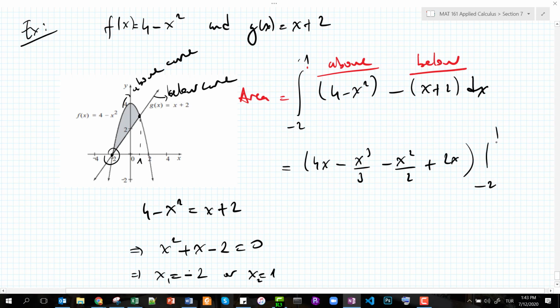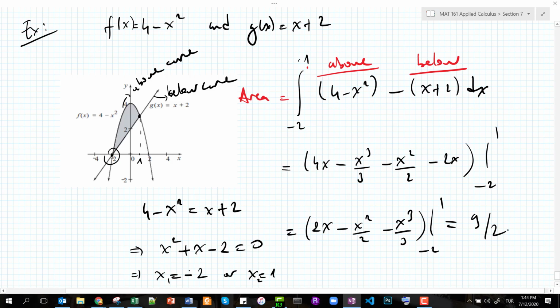Okay, so this should be negative, by the way. So it is going to be negative, just 2x minus x squared over 2 minus x cubed over 3, and you should be right using your endpoints. If you use the endpoints after doing all the algebraic calculations, you would get 9 over 2.